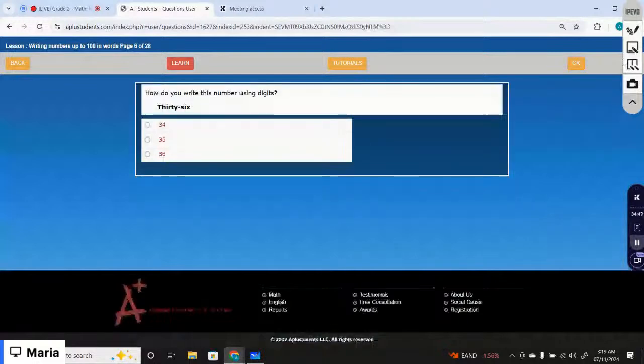How do you write this number using digits? 63, which is the correct option? 36, that is the correct option, right?